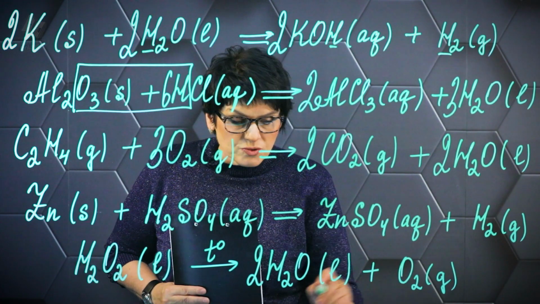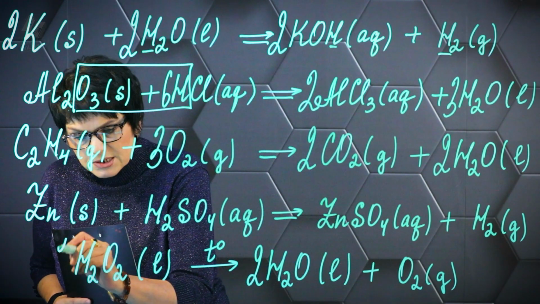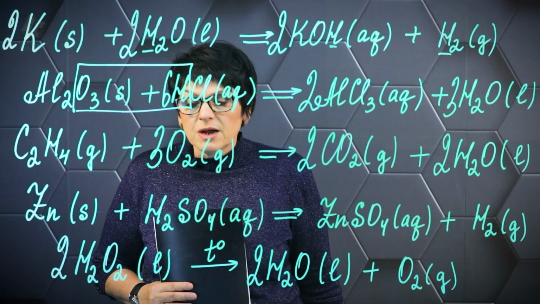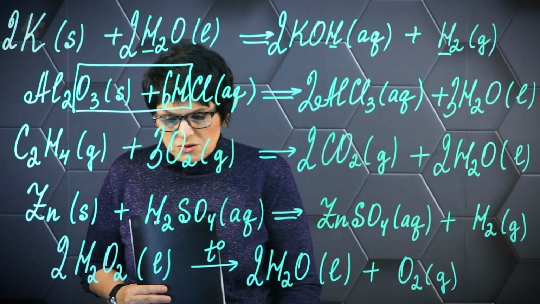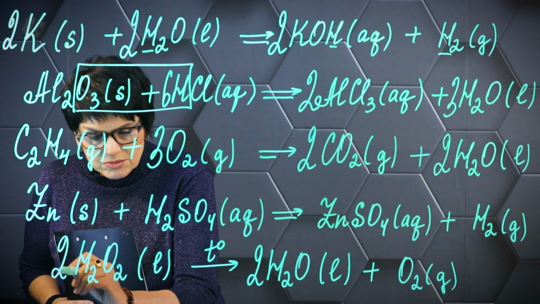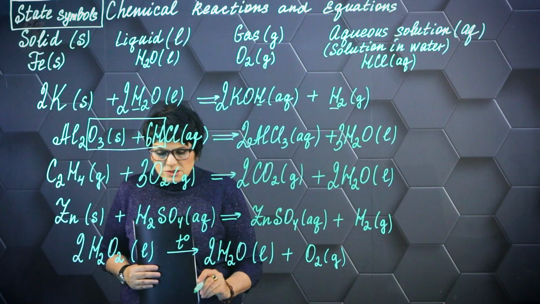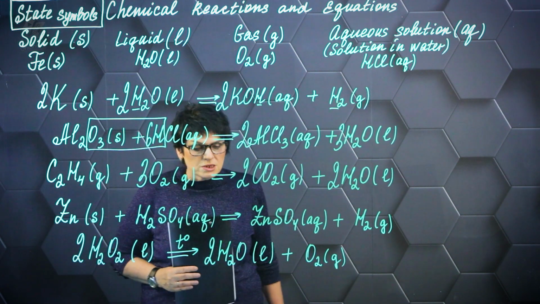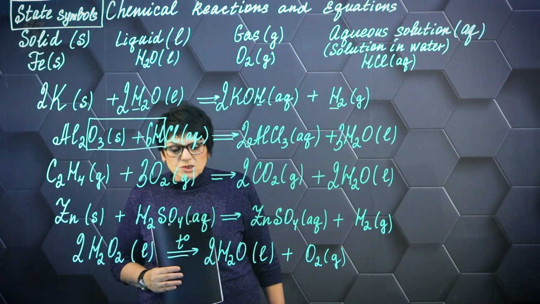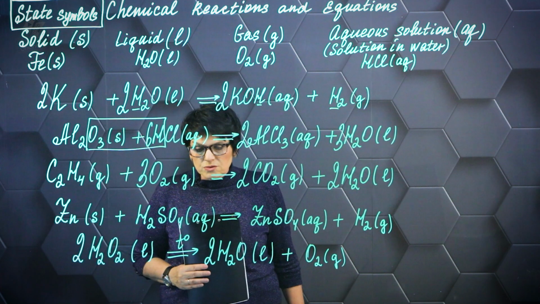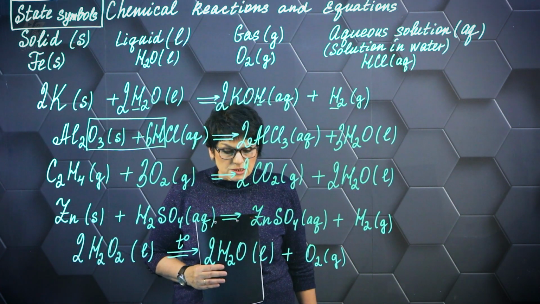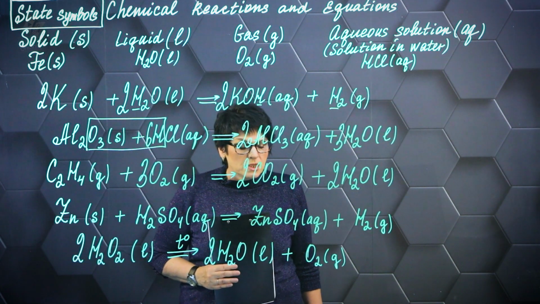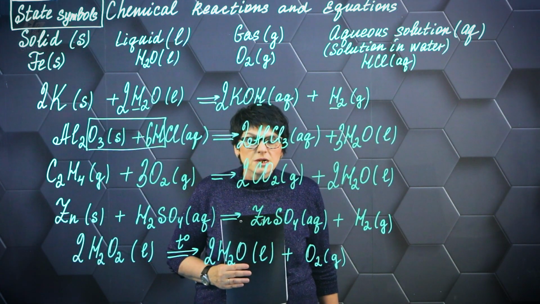Now there are a total of 4 oxygens, and on the left side there are 2. So let's put a coefficient of 2 in front of the hydrogen peroxide formula here. And let's double check the hydrogen as well. There are 4 hydrogen atoms on the left side and 4 on the right side. Our decomposition equation is balanced. Let's read it. 2H2O2 liquid breaks down under the influence of temperature into 2H2O liquid and oxygen in the form of gas.